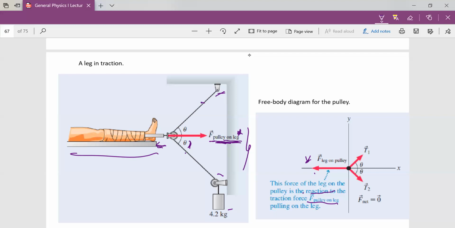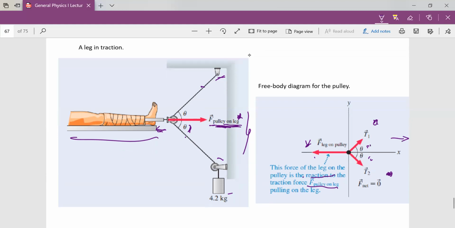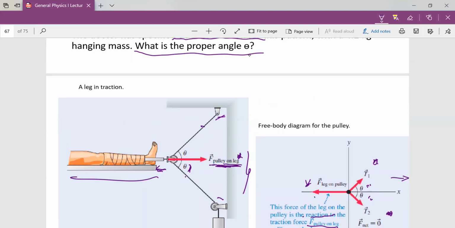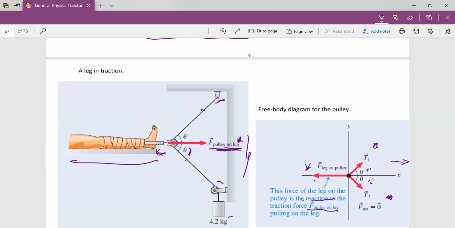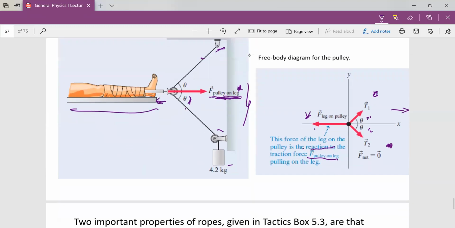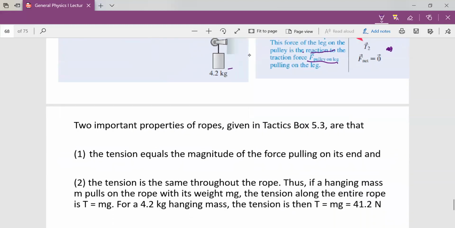Okay, so we'll have the tension force here, and we'll have another tension force here, and they both have the same angle. The net force will pull in the direction of the force we want to achieve. Now the question says, what will be the proper angle to achieve the kind of 50 Newton force that we want?